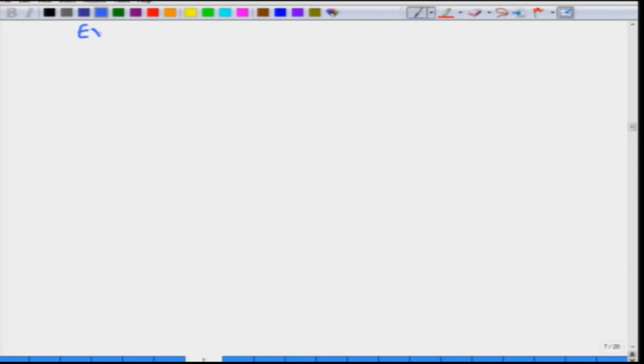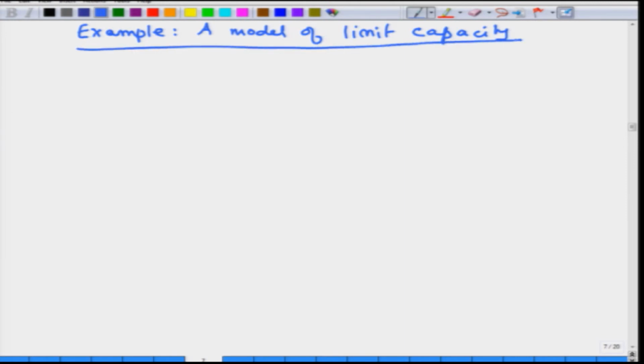Okay. Now, let us take an example so that we understand the model better, right. So, let us take an example of a model of limit capacity. Okay. So this is a game theoretic model.